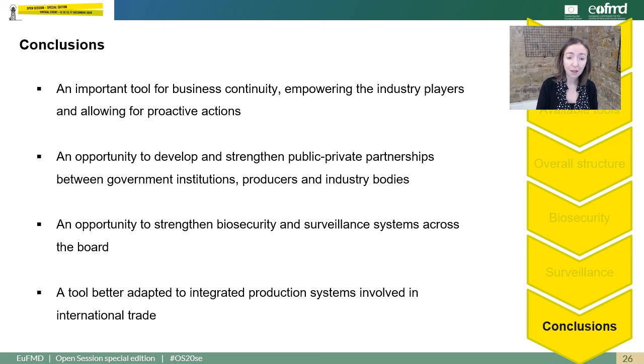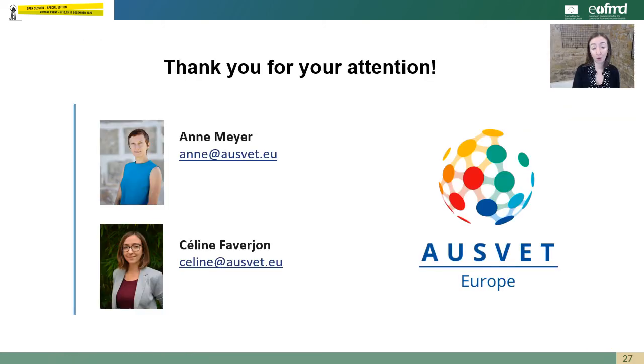Last but not least, compartmentalization is great, but this tool is better adapted to integrated production systems involved in international trade.